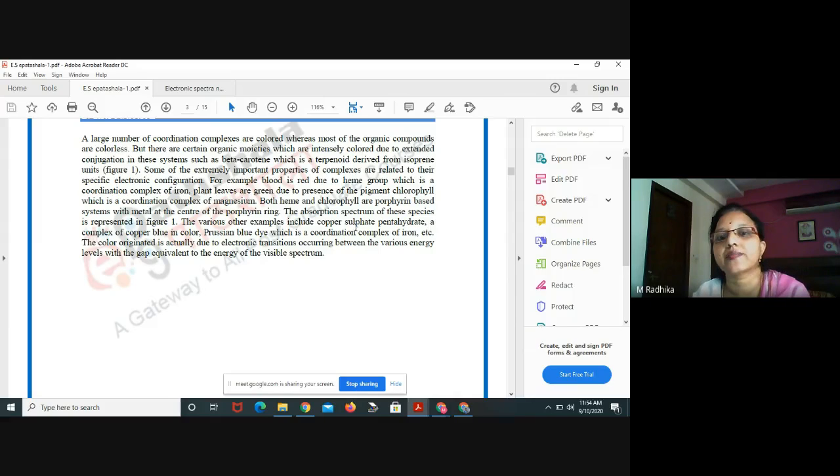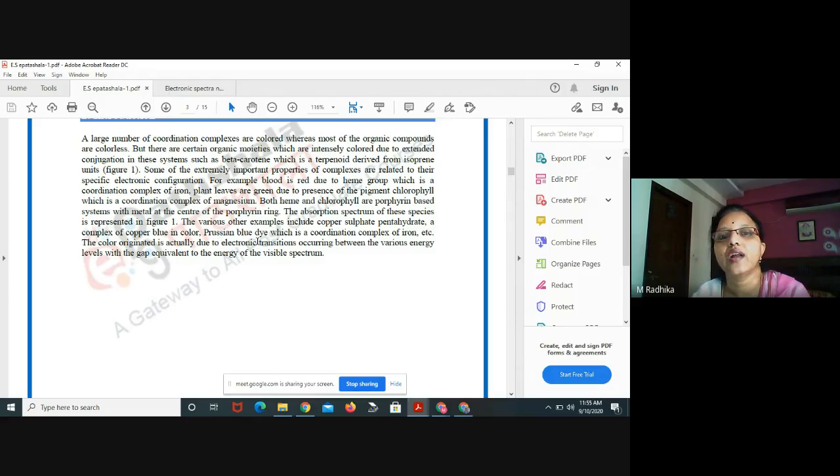Now, in addition to that, when you come to copper sulfate pentahydrate, if no water molecules are there, this will be colorless copper sulfate. But if I add water to that, it becomes blue in color. So a complex is formed. This is just a salt, copper sulfate. But if I am making it into a complex, then that complex will become blue in color. You have one more coordination complex of iron, that is Prussian blue dye.